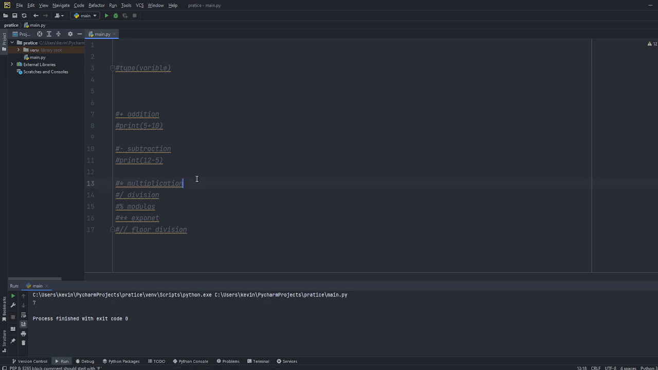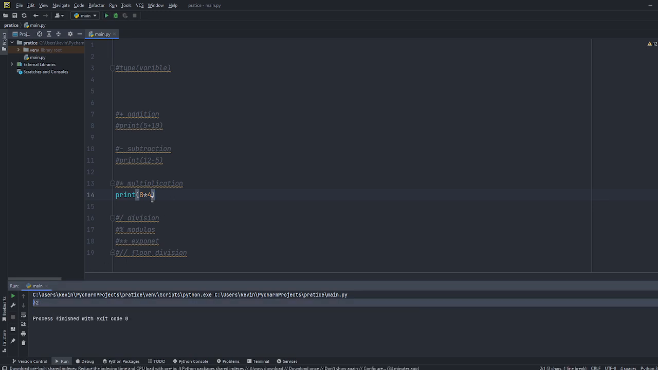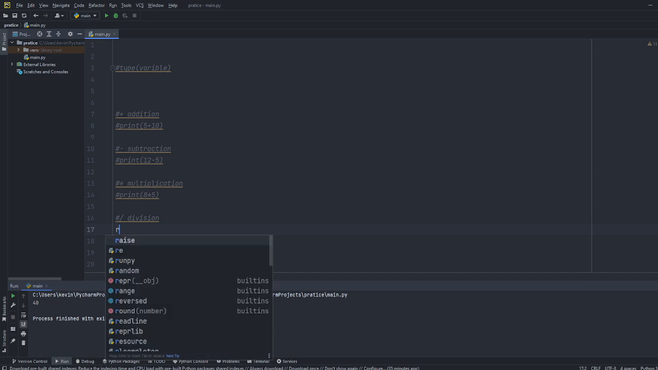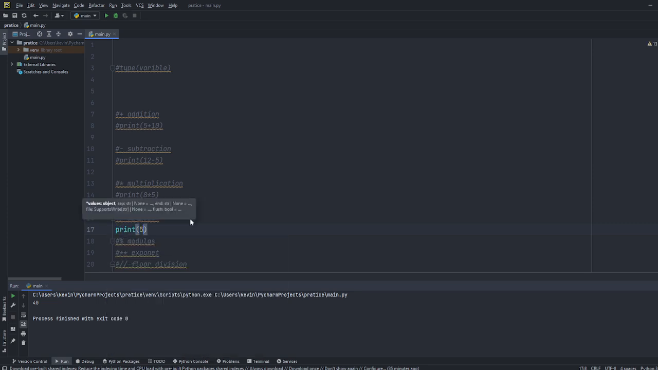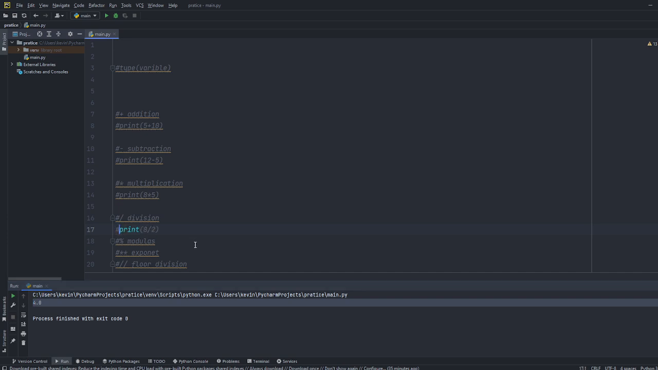There's also multiplication, which is a star. Print 8 times 4. Once you print this out, it's 32. 8 times 4 is 32. If you use 5, 5 times 8 is 40. You can also divide. 5 divided by 1 is just 5. 8 divided by 2 is 4. And that's how you divide.